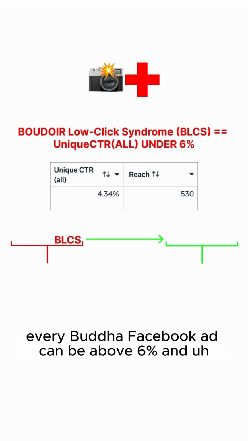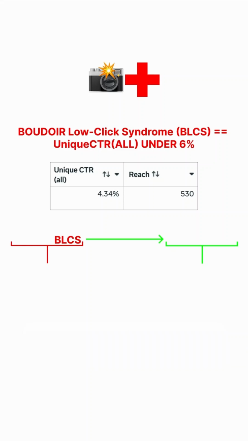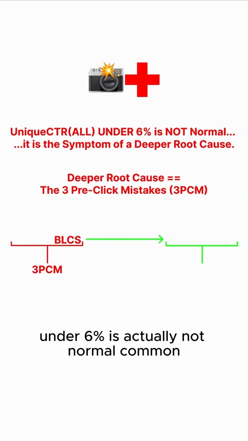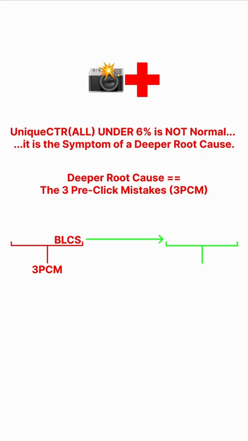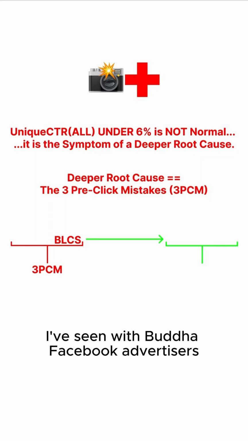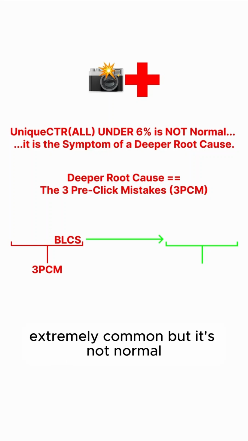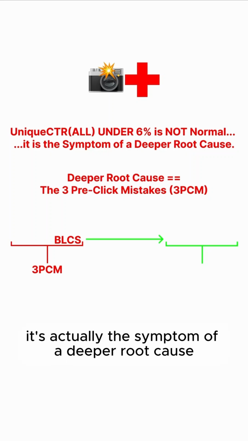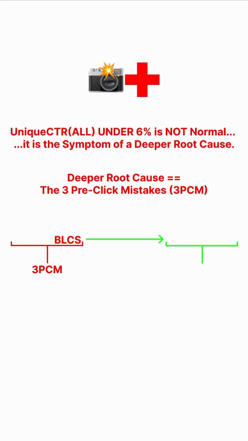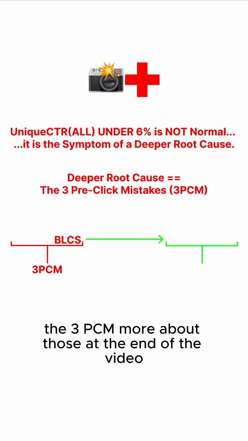6% is the minimum. Every boudoir Facebook ad can be above 6%, and under 6% is actually not normal. It's the most common thing I've seen with boudoir Facebook advertisers, extremely common, but it's not normal. It's actually the symptom of a deeper root cause. And that deeper root cause are the 3 pre-click mistakes, the 3 PCM. More about those at the end of the video.